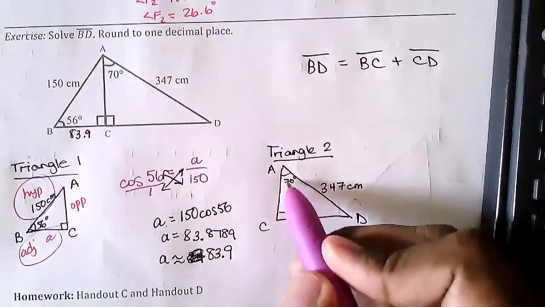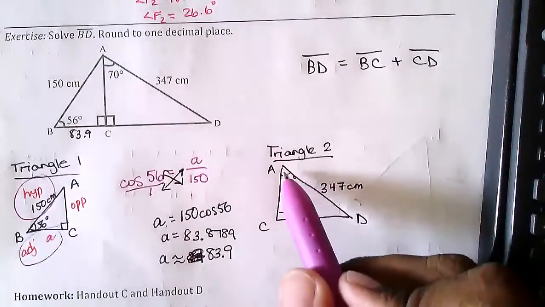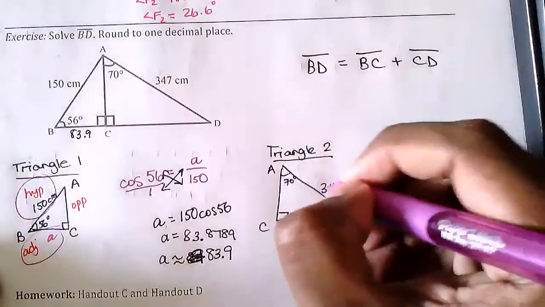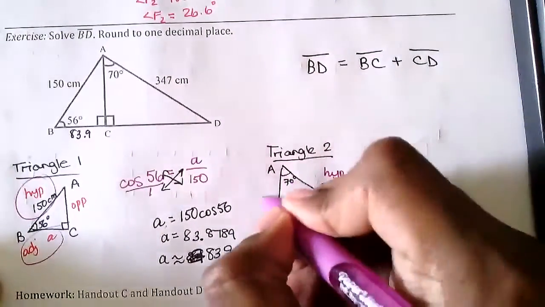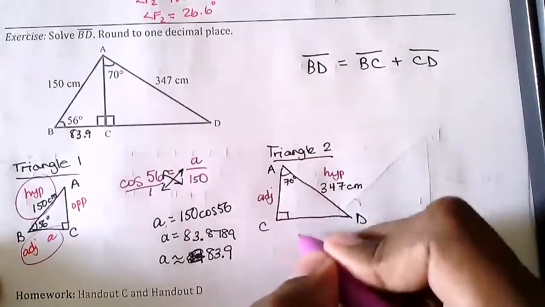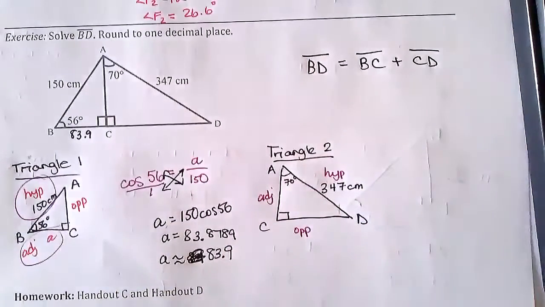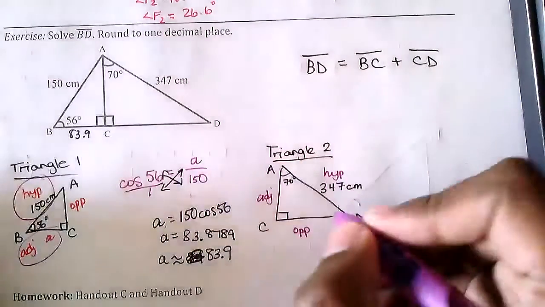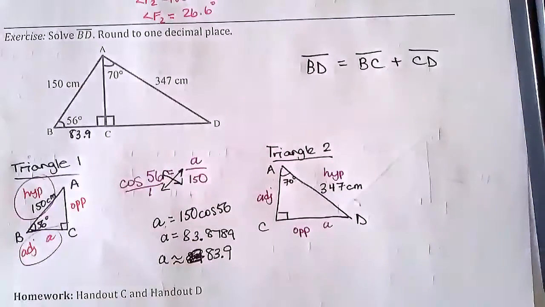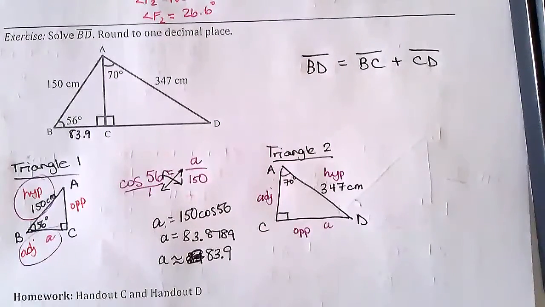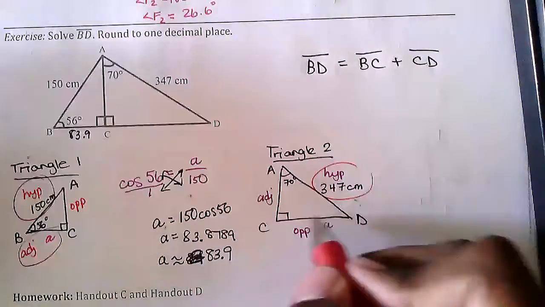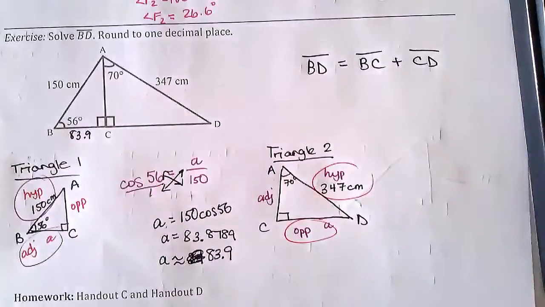I'm going to do the same thing here because I still need to find CD. So again, they gave me this angle. Let's treat that as my angle of interest. So here is my angle of interest. This, again, being opposite of the 90 degrees, is my hypotenuse. This is my adjacent, and this is my opposite. I want to solve for this side length here, which is called lowercase a. So in this question, I've been given my hypotenuse, and I want to solve for the opposite.